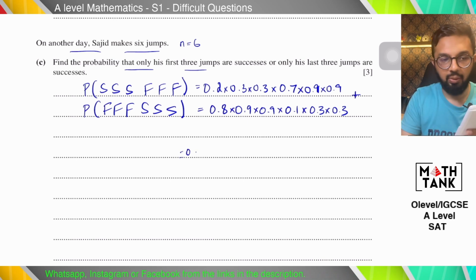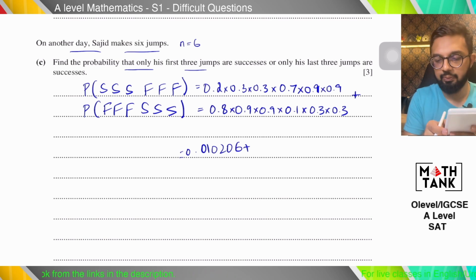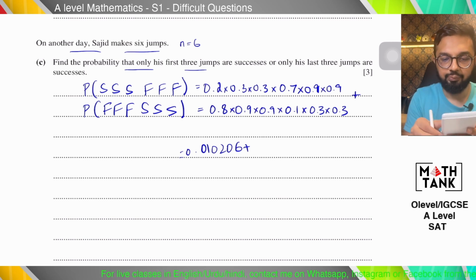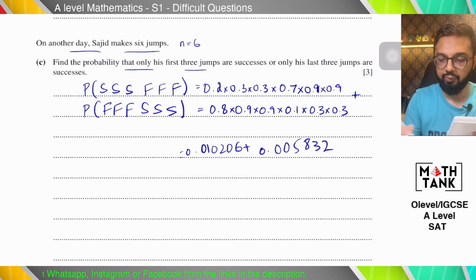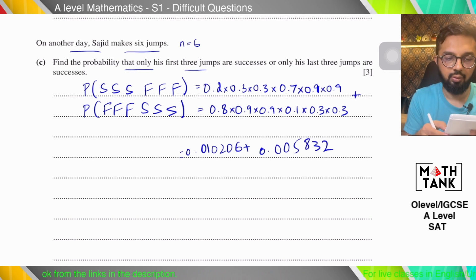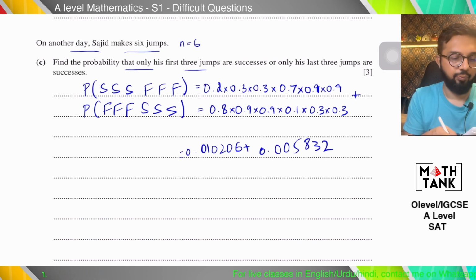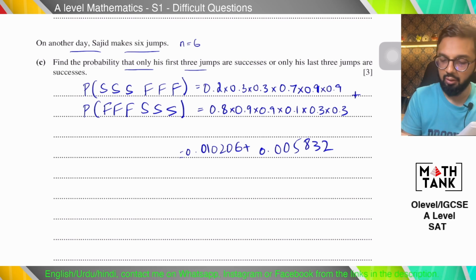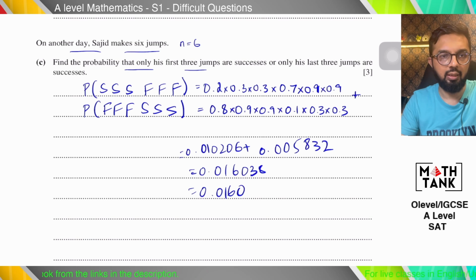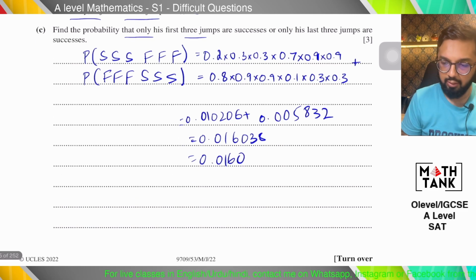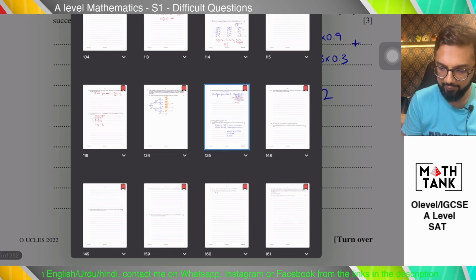I'm getting 0.101026 for the first one, and a very small number for the second one. I'm getting 0.016038. It would be 0.0160. Let's check if that is the right answer. Yep, that is the right answer. So, long question. Okay, let's see what our next difficult question is.